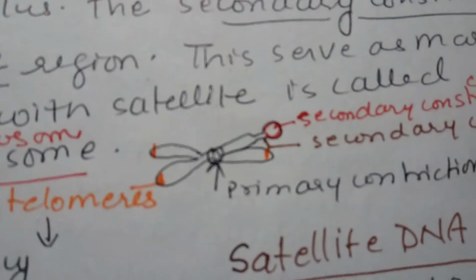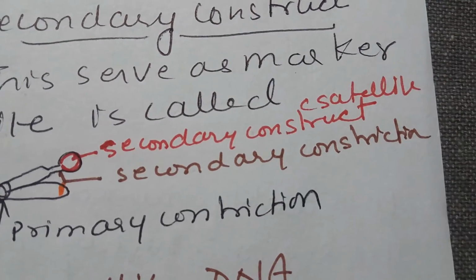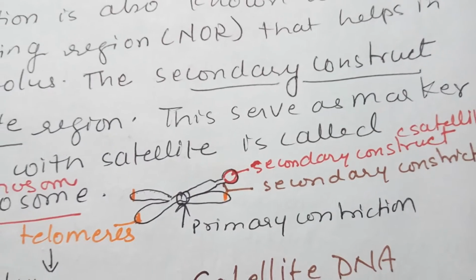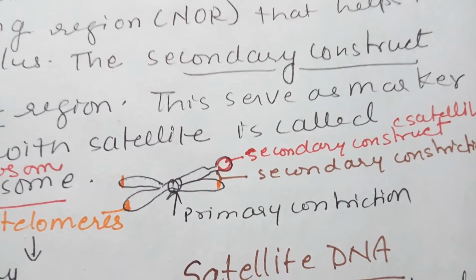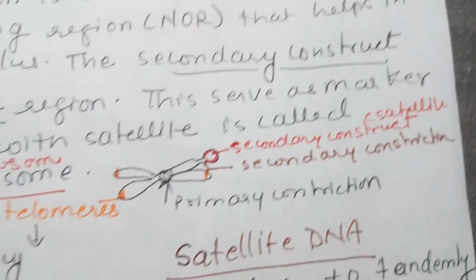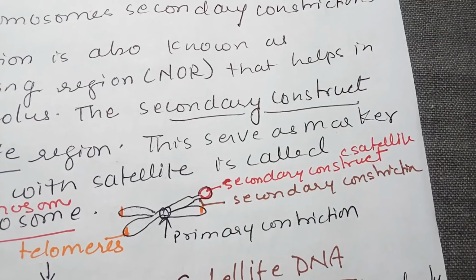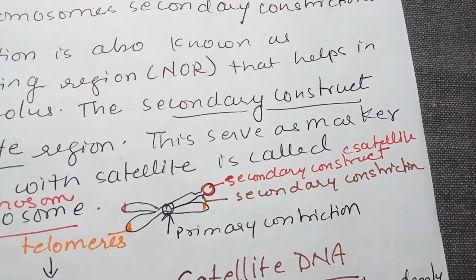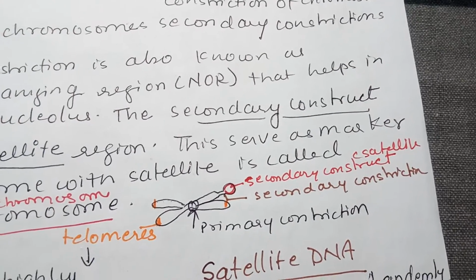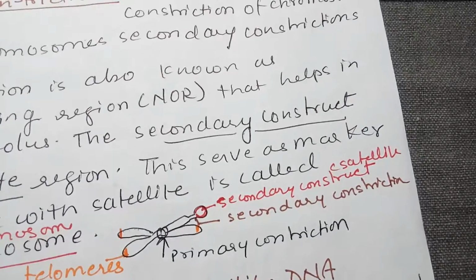Now let us look at this structure. So this is the primary constriction. You will see the secondary constriction. The portion after the secondary constriction is called the satellite. If any chromosome has such a structure, we say this is a SAT chromosome or satellite chromosome. Since it is different from others, you can easily identify this structure, study it and locate the genes. So that's why it is also known as a marker. It is used as a marker for the study of molecular biology and genetics.